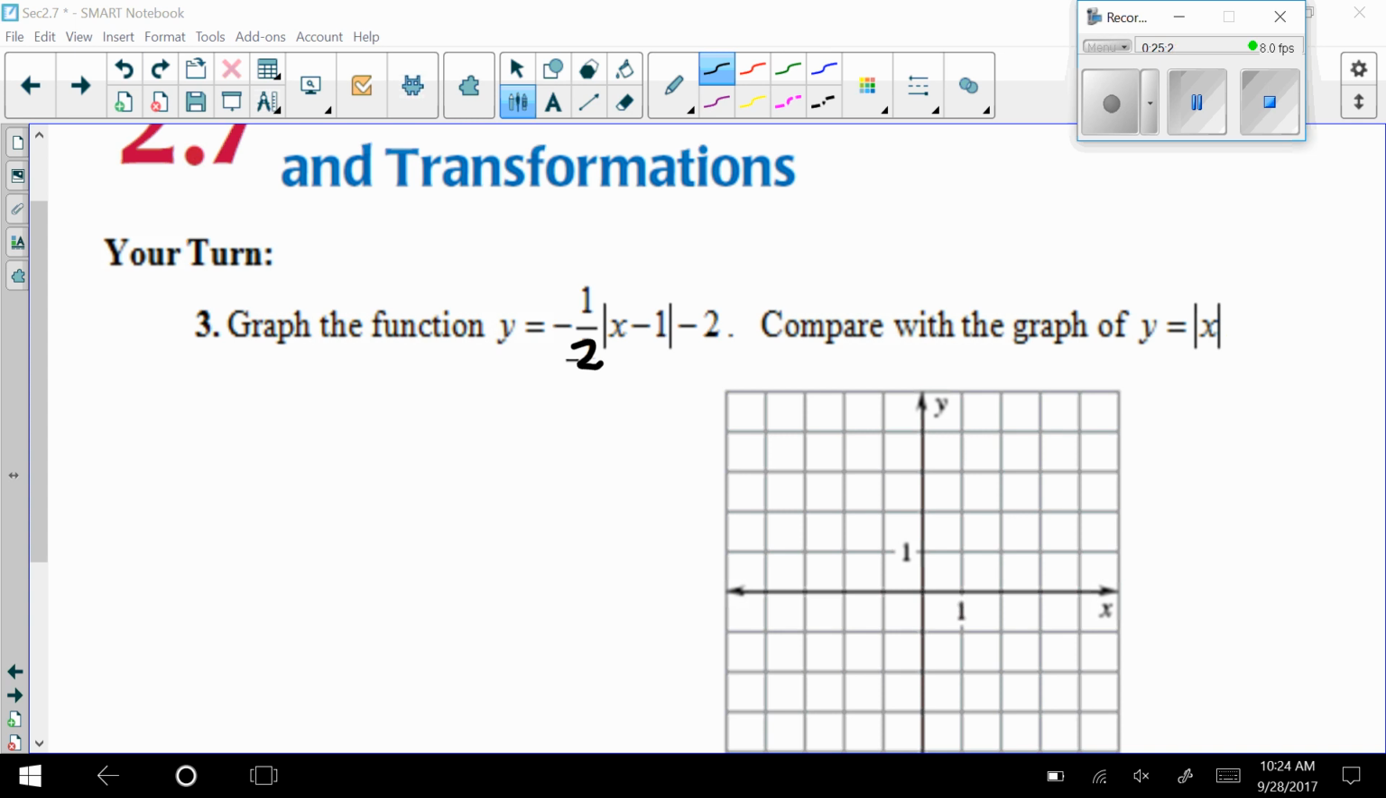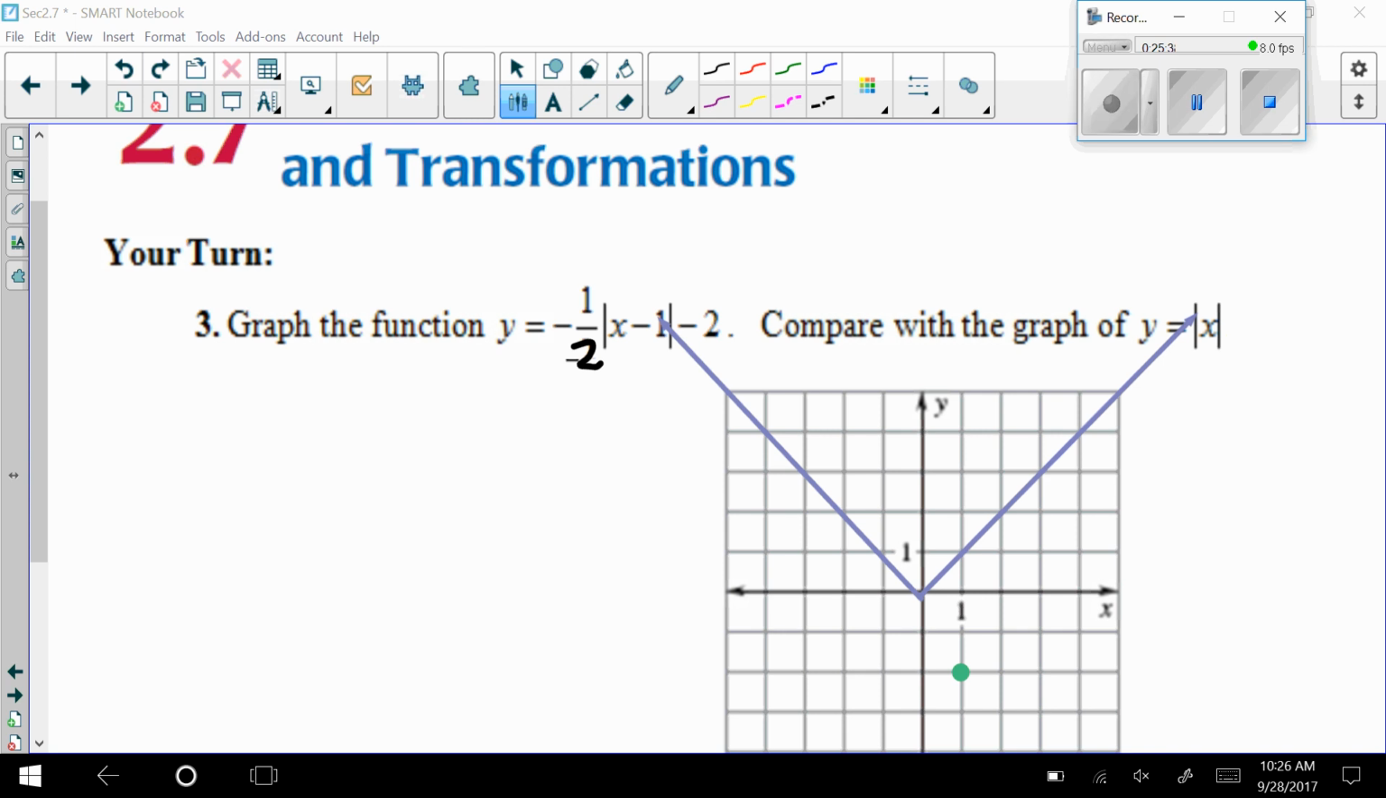First thing I'm going to do is graph my y equals the absolute value of x function, and then secondly, I'm going to find my vertex of my new function, -1/2 times the absolute value of x minus 1 minus 2, and I'm going to plot that point.